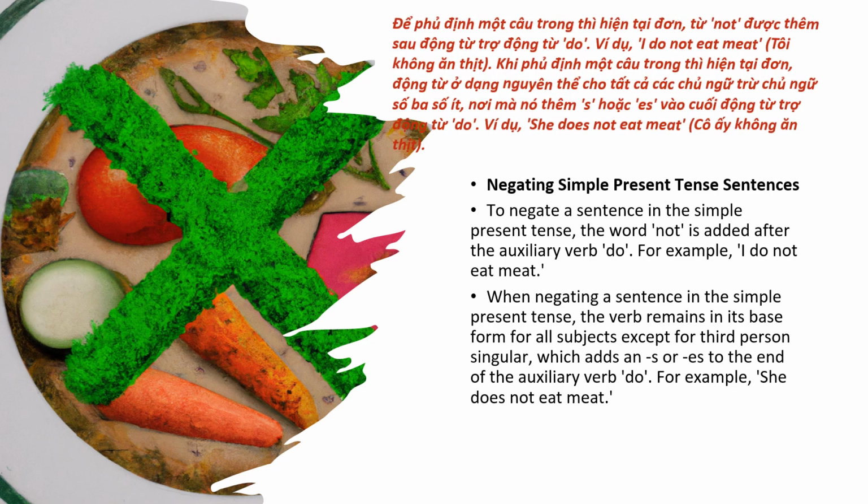The negative form of the simple present tense is often used to express actions that are not happening or habits that do not occur regularly. For example, I do not smoke cigarettes, or she does not drink alcohol. The negative form can also be used to express opinions or emotions, such as I do not believe in ghosts, or they do not feel happy today.